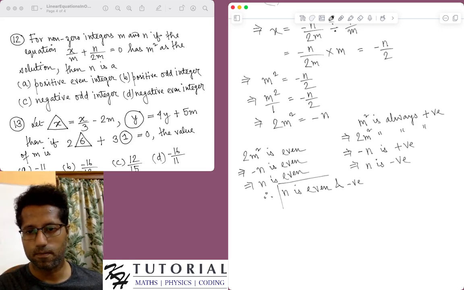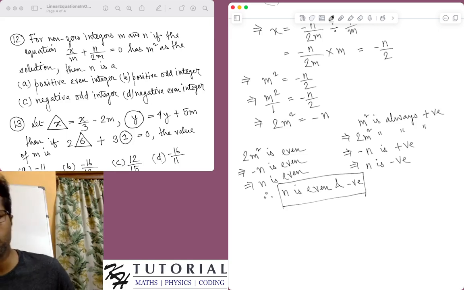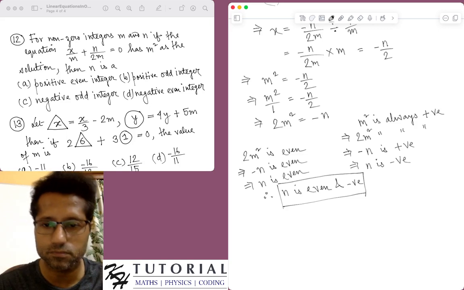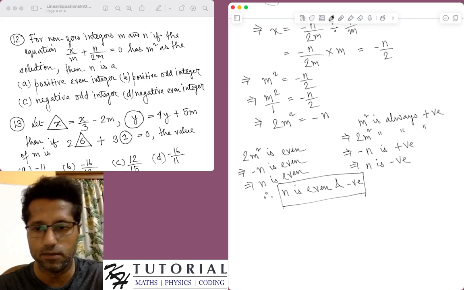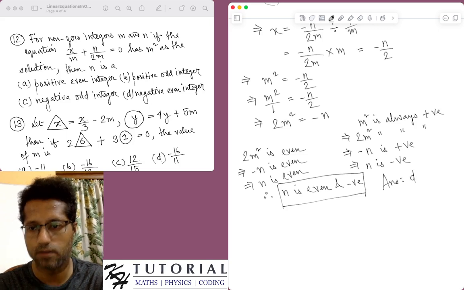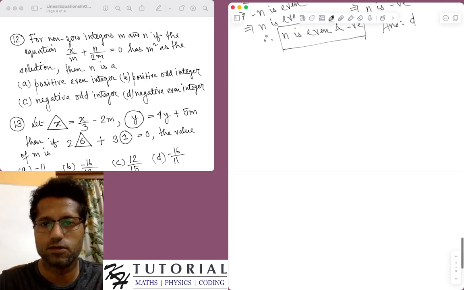Therefore we got n is even and negative. This is the information we found about n. So the correct choice is negative even integer. So the answer is negative even integer. Okay. So let's see question number 13.